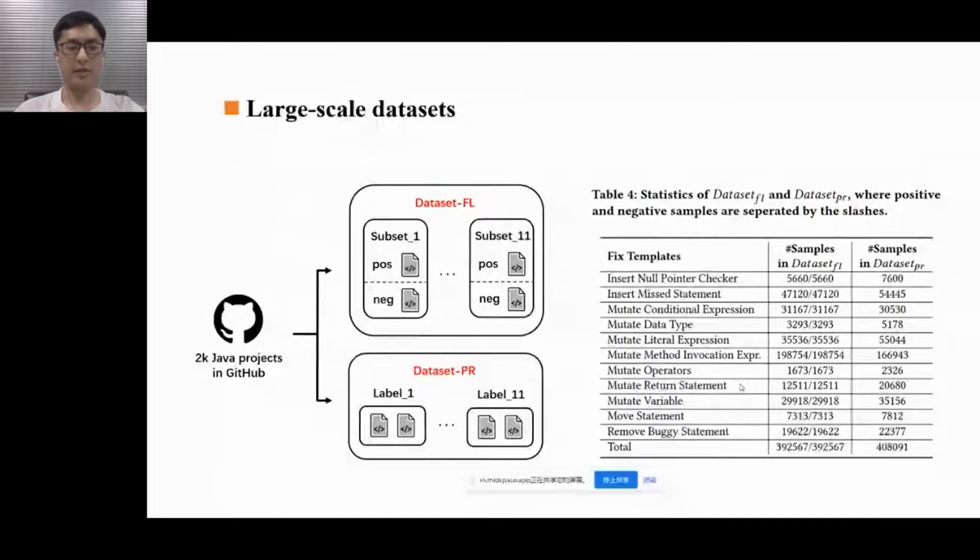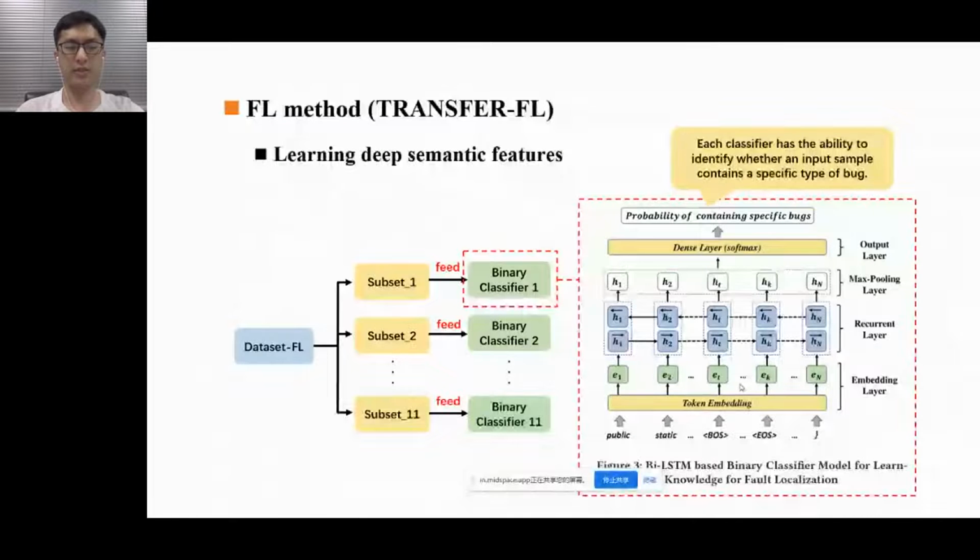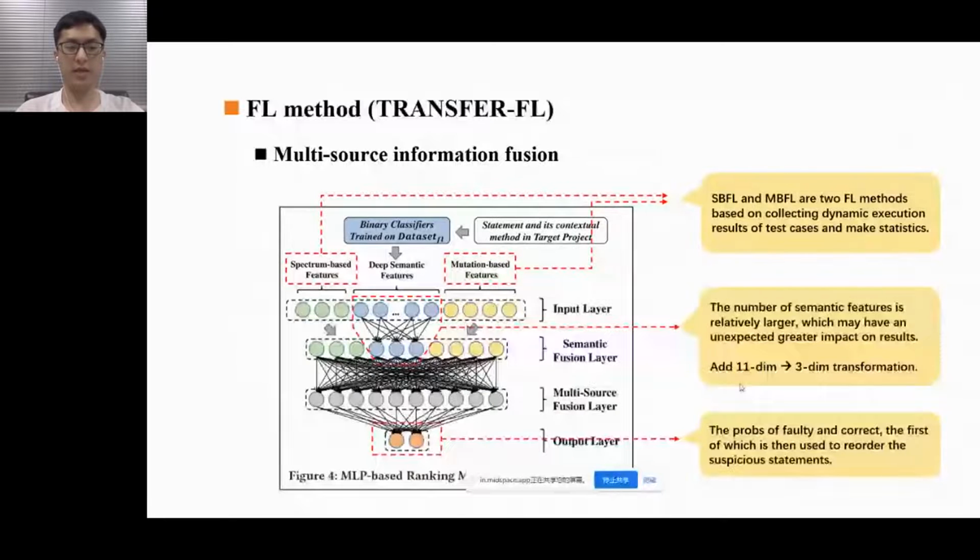In the FR task, we first use 11 binary classifiers to extract deep semantic features for 11 types of bugs. The binary classifiers are based on bidirectional LSTM. Through such training, each classifier has the ability to identify whether an input sample contains a specific type of bug. Then we use an MRP-based model to fuse deep semantic features with other two types of dynamic features. The model output is then used to reorder the suspicious statements.